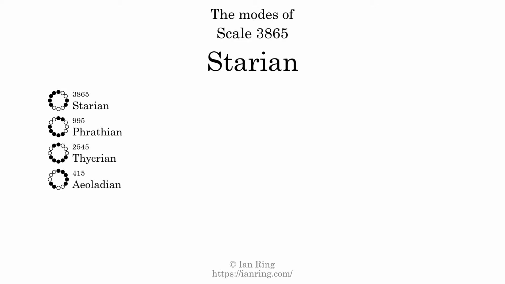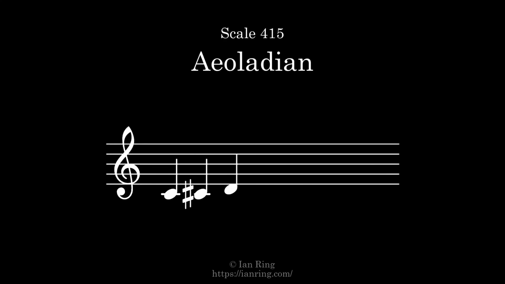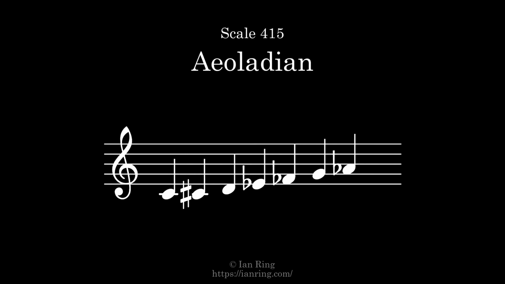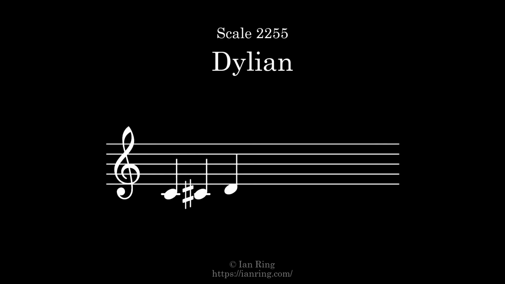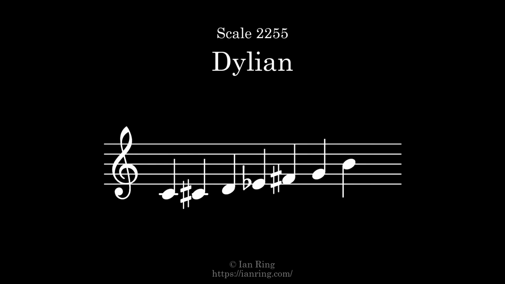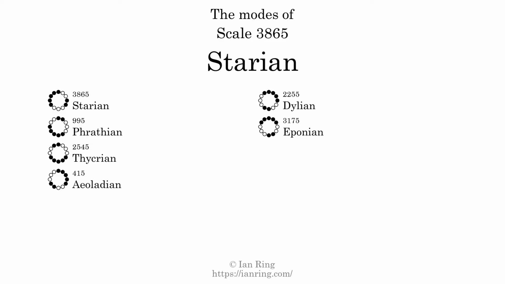The fourth mode is scale 415, also known as Euladian. It sounds like this. The fifth mode is scale 2255, also known as Dalian. It sounds like this. The sixth mode is scale 3175, also known as Eponian. It sounds like this.